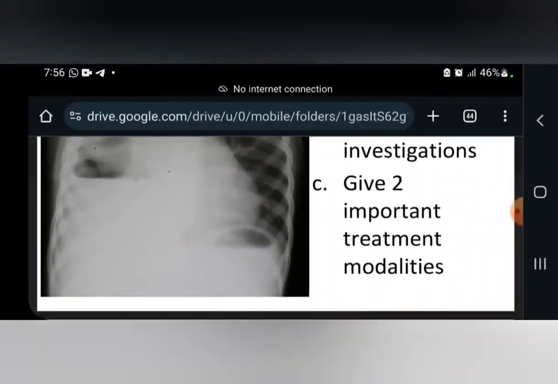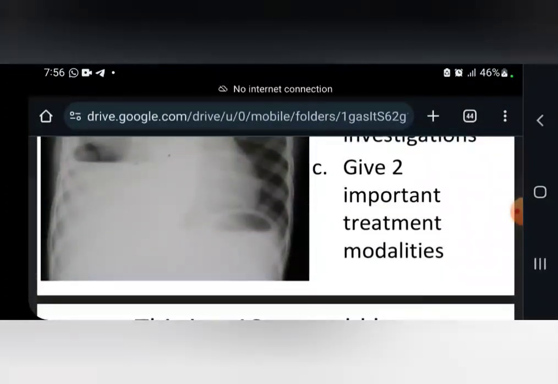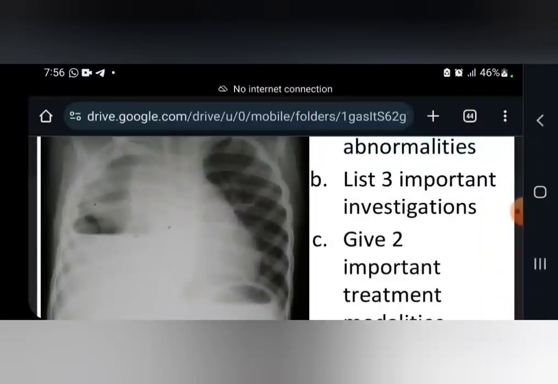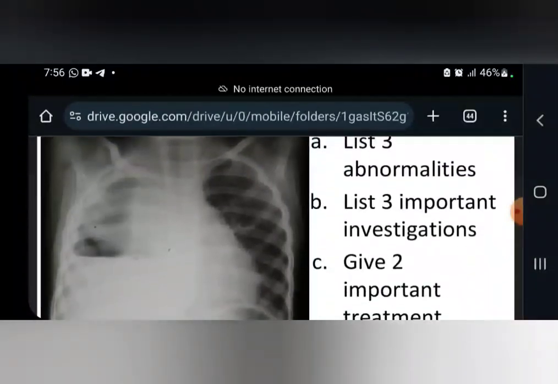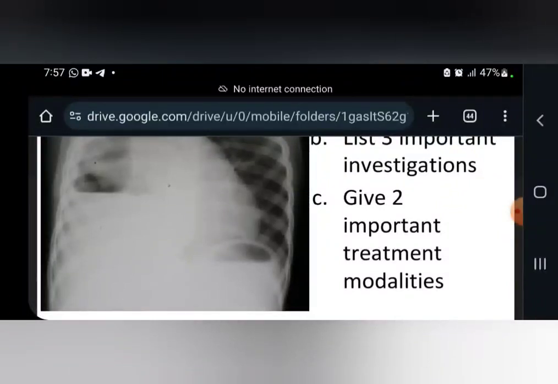Now, the next thing: give two important treatment modalities. When they say modalities, you speak about the means of management. Generally there are three means of management: general, medical, and surgical, or general, pharmacological, and interventional. As a general means of management, the patient has to be in a seated position. Why? Because when you look at this lung, you see the patient already has respiratory distress, and to perfuse the lung more, the patient has to be seated. Exactly, that's one general measure of management.